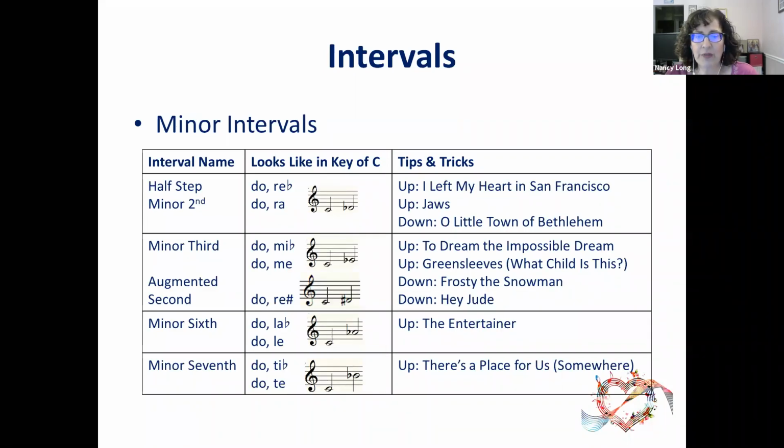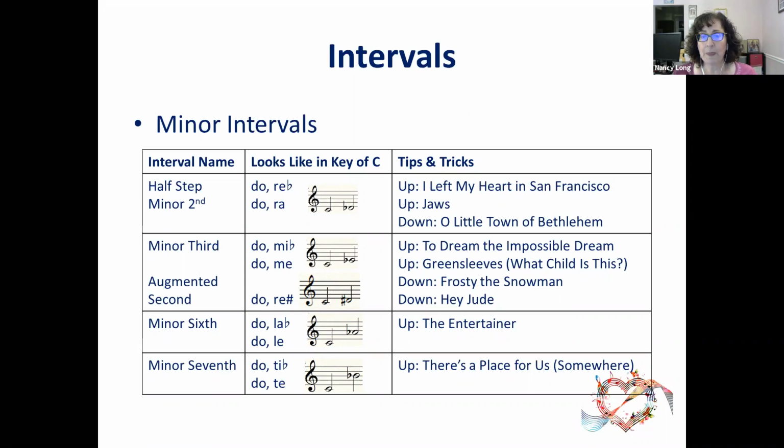Minor intervals, we're going from the C up to a note that is not a white key. And we start with a half step or minor second. From do to ra, I left my heart, or Jaws. Da da da da da da da da. Oh, Little Town of Bethlehem is your down example. Oh, little town of Bethlehem.